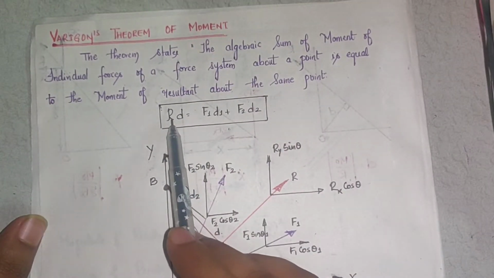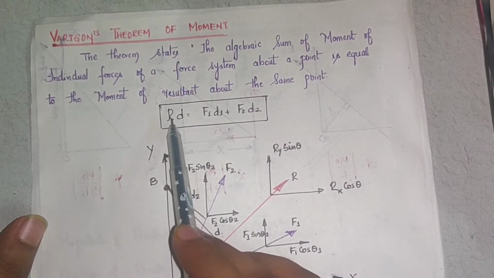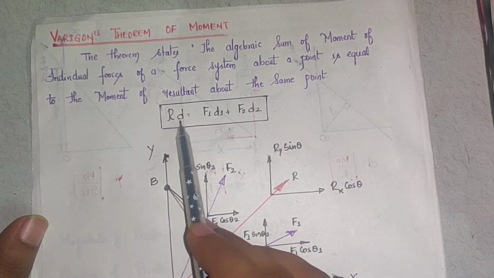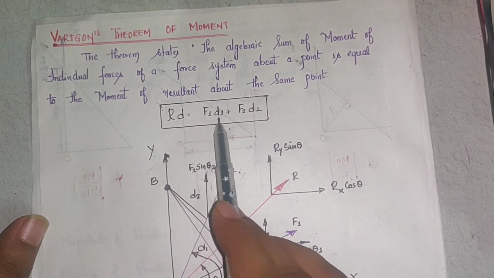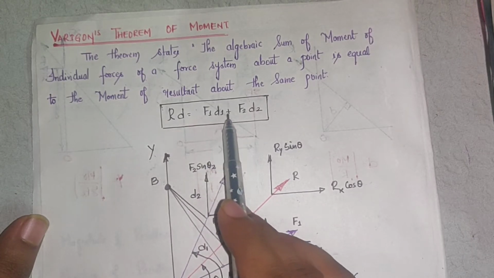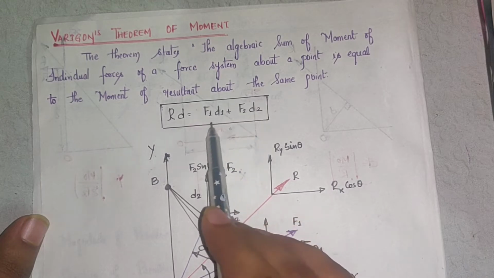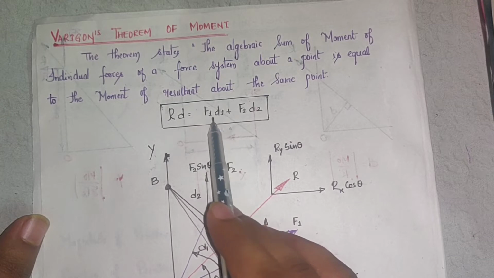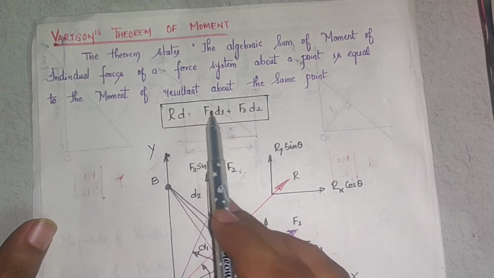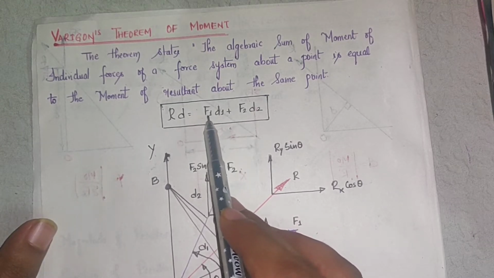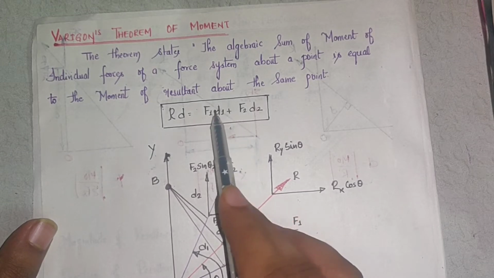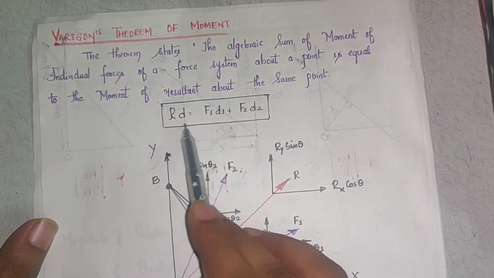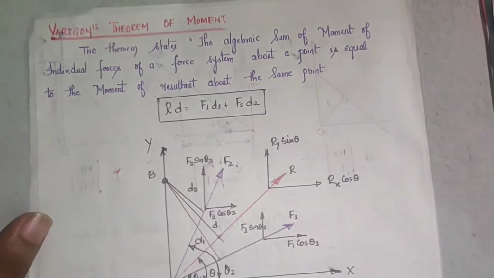Meaning, the moment of the resultant, that is R into D, force into perpendicular distance, is equal to what? The sum of the moments of the individual forces about that particular point. If I add the moment produced by this force and this force, both added together will be equal to what? The moment developed by the resultant force.